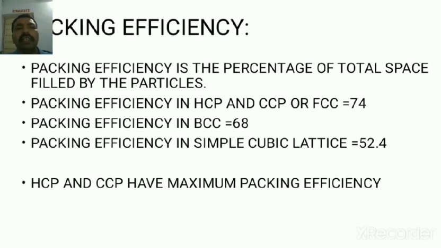First, we revise yesterday's topic, packing efficiency. Packing efficiency is the percentage of total space filled by the particles. Packing efficiency in SCP and CCP or FCC lattice is 74%, and packing efficiency in BCC, body centered cubic arrangement, is 68%. Packing efficiency in simple cubic lattice or primitive arrangement is 52.4%. Out of these three different arrangements, CCP and HCP have maximum packing efficiency.